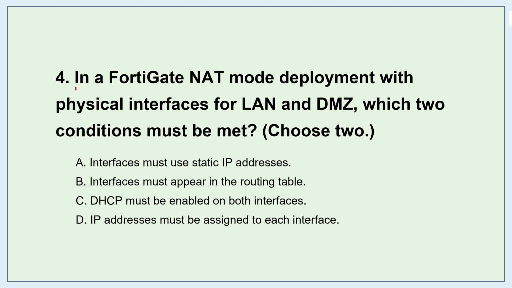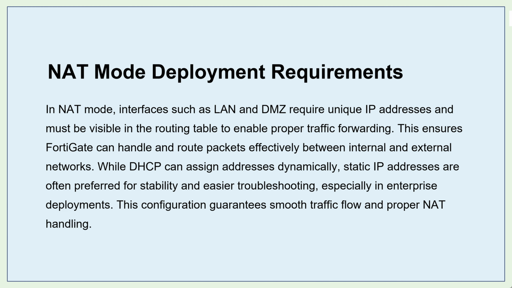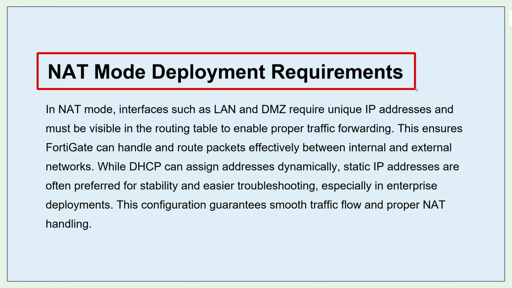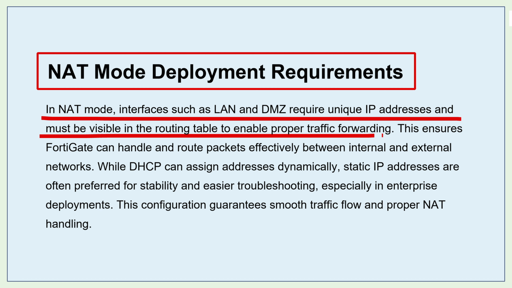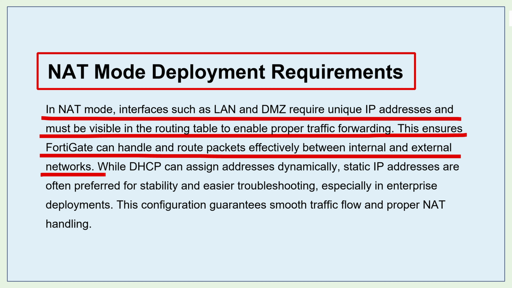Question 4. In a FortiGate NAT mode deployment with physical interfaces for LAN and DMZ, which two conditions must be met? The knowledge points of this question are: FortiGate NAT mode configuration. In NAT mode, each interface needs a unique IP address and must show up in the routing table. Static IPs are more stable, but DHCP can work too. This setup ensures FortiGate can properly route traffic between networks.